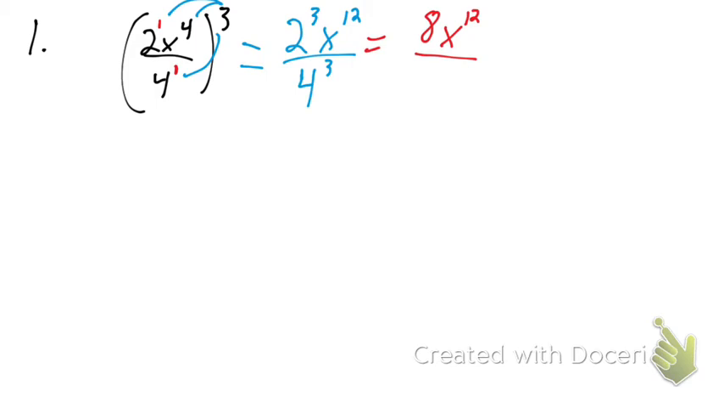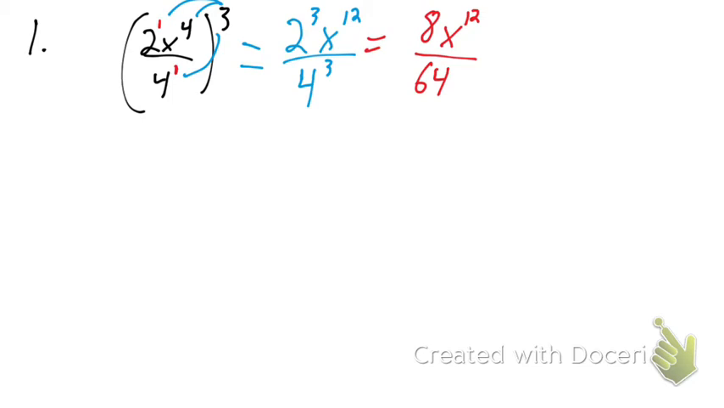4 to the third. What's 4 to the third? Does anyone know without using their calculator? Okay, what? 16. Not quite. 4 squared is 16. Okay, so 64. It is 64. Good stuff, good stuff. Did you write it out? Yeah. Good stuff. So now we have 8x to the 12th, over 64.